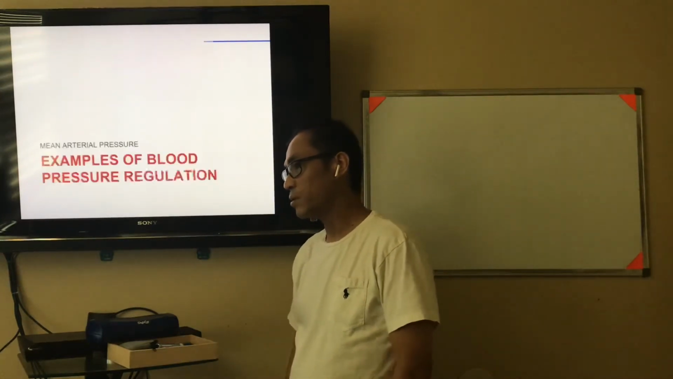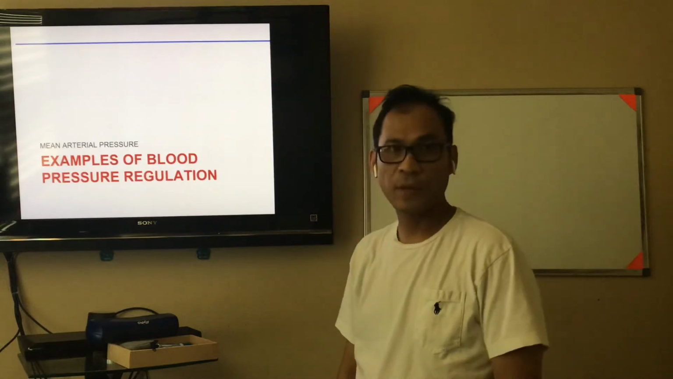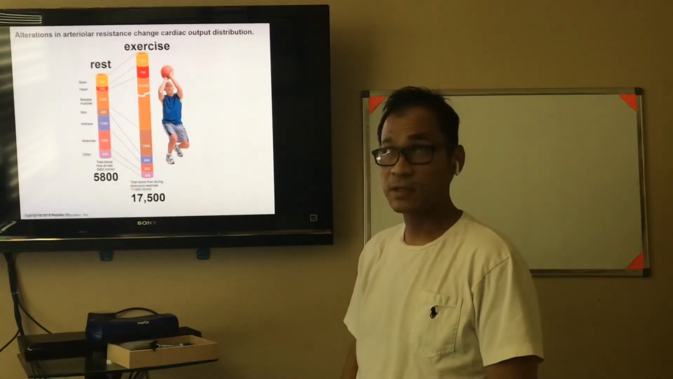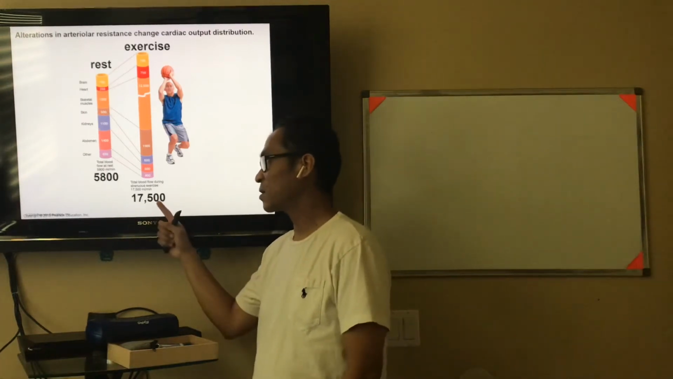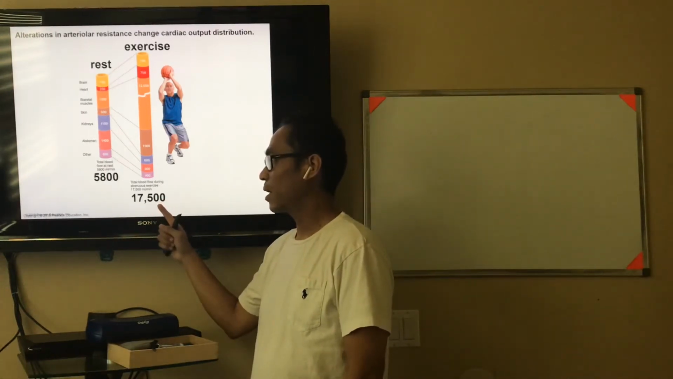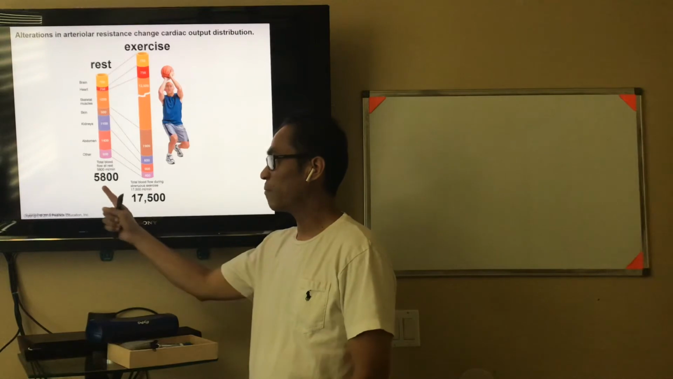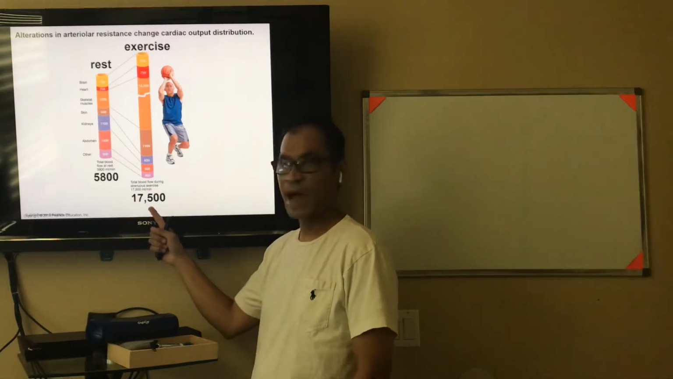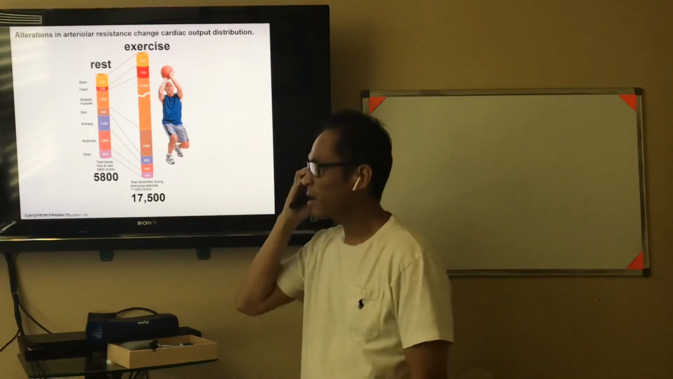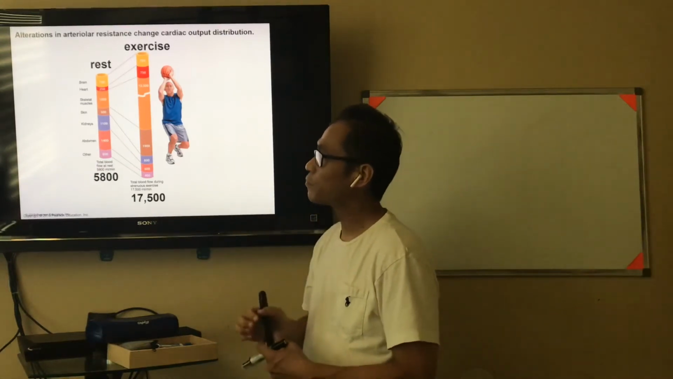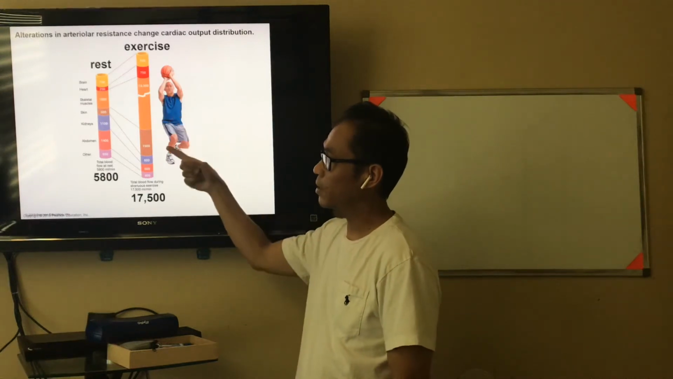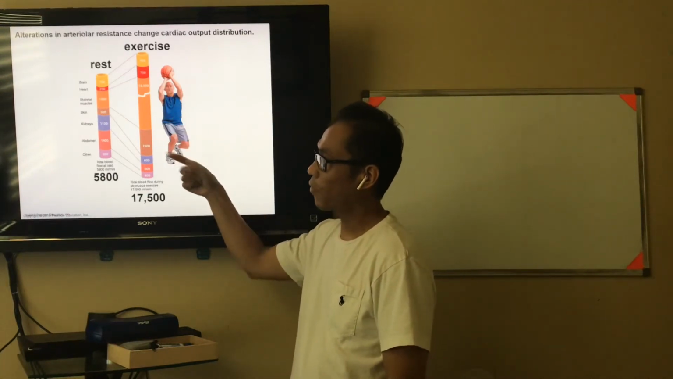There's examples that we usually talk about in blood pressure regulation and how it can be altered. For example, the condition of rest versus exercise. Look at the increase in cardiac output from 5,800 mils per minute to over 17,000. And also look how you have a change in the distribution. Most notably, the skeletal muscles, a tenfold increase, and the skin, almost a fourfold increase.